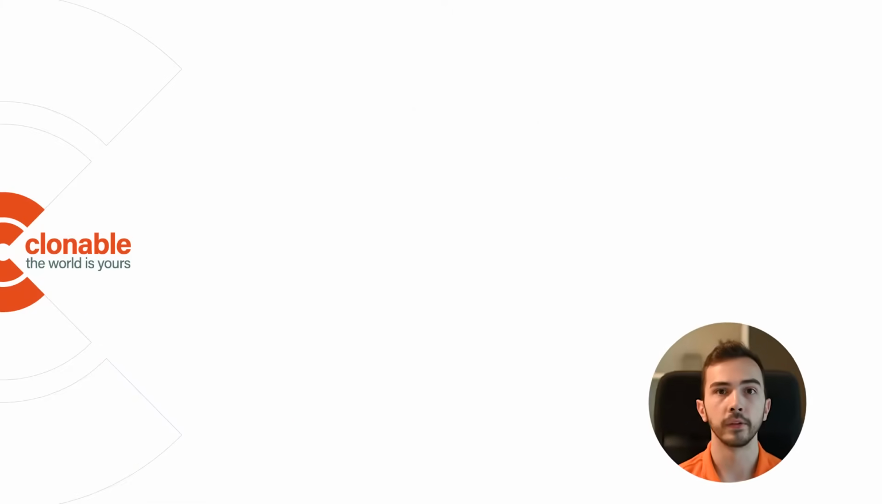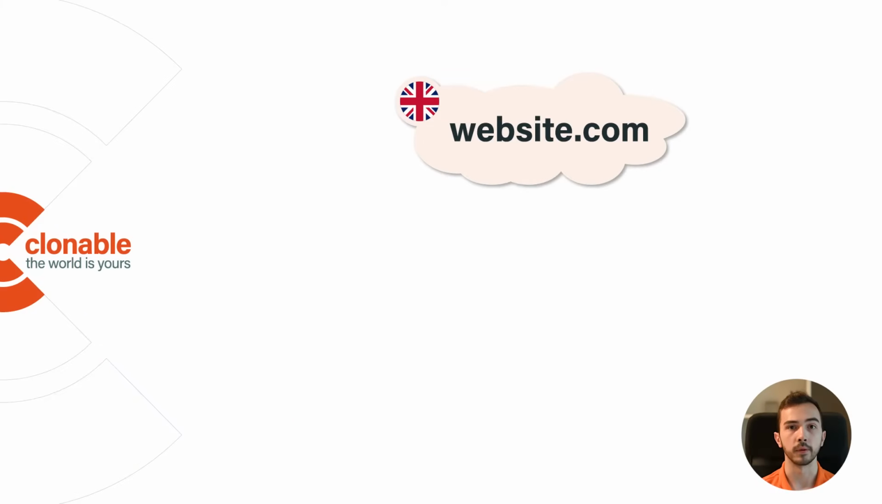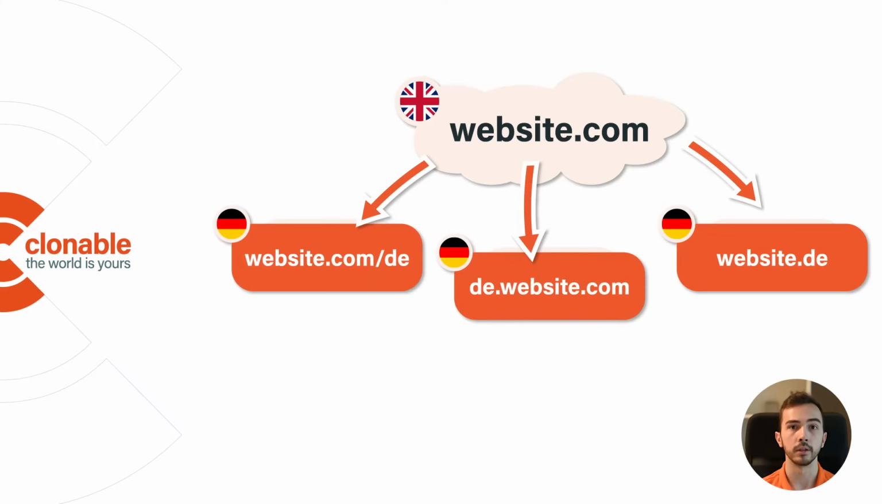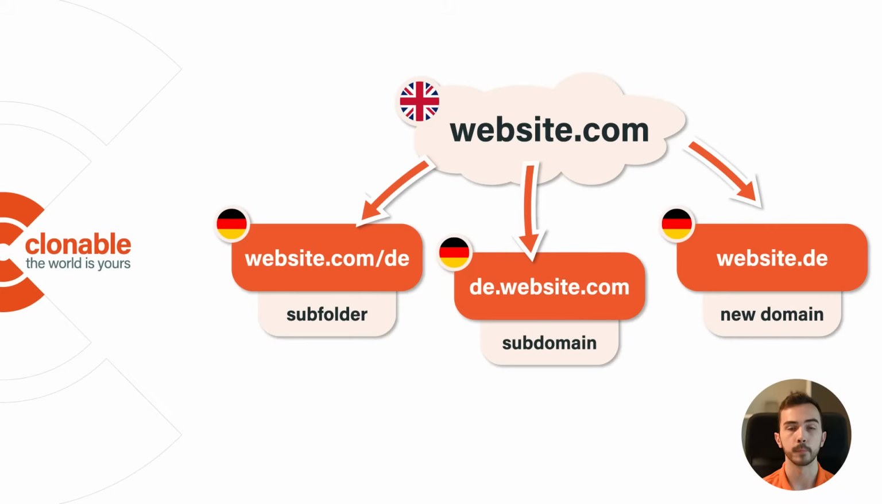Clonable is a translation tool made specifically for websites. It creates a copy of your existing website and puts that on a subfolder, a subdomain or a new domain. That copy gets translated automatically, not just when you set it up, but also whenever you make a change to your original website, meaning that your translations will always be up to date.